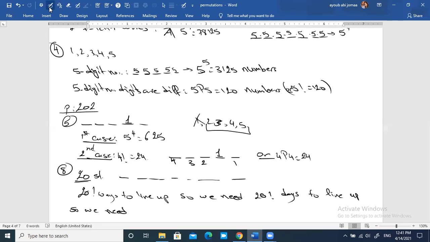20 factorial over 5. 20 factorial over 5. You divide by the number of days of the week. The number of days of the week here is 5 teaching days. Don't tell me 7, for example.